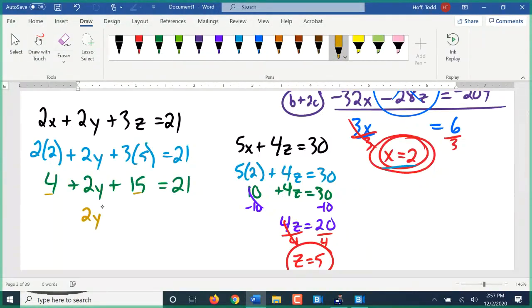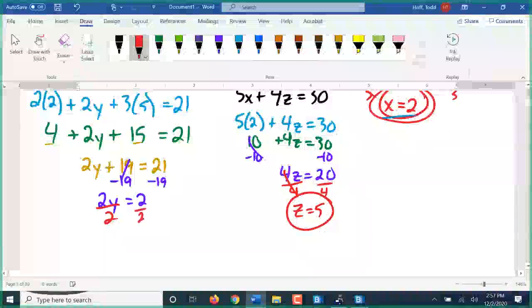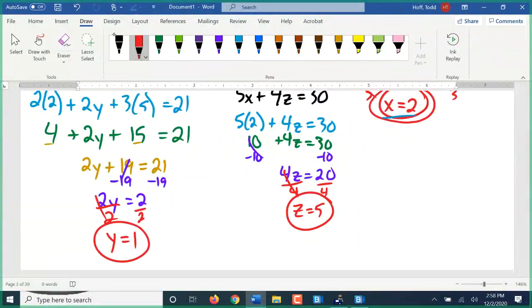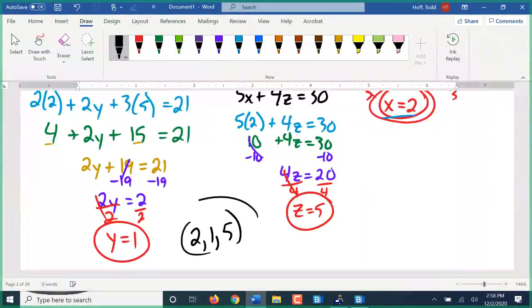So I have 2y plus 19 equals 21. I can subtract 19. 2y equals 2. I'm going to divide by 2. Y equals 1. So the solution I get here is x is 2 and y is 1 and z is 5.